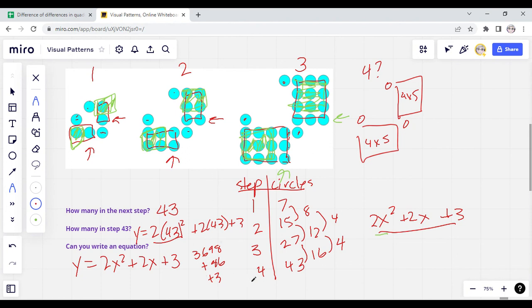And on my calculator, I am getting 3,787 of those little blue circles in step number 43. Well, how did that one go? I think that was a really tough one. Did you get 43 for step number 4? Did you get to an equation like this? Let me know. Thanks, everybody.